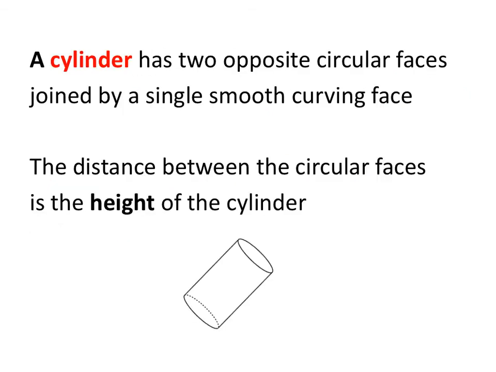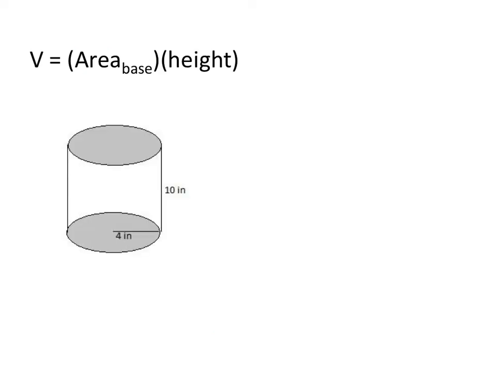Aside from prisms, we expect that our grade 10 students have also worked with finding the volume of a cylinder. A cylinder has two opposite circular faces that are joined by one smooth curving face, and the distance between the two circular faces gives us the height of the cylinder. The volume of a cylinder follows the same general pattern as the volume of any prism. However, we often see this given as a volume formula of pi r squared multiplied by h. Notice that the area of a base is a circle, so the pi r squared is the area of that base, and multiplying by the height remains the same.